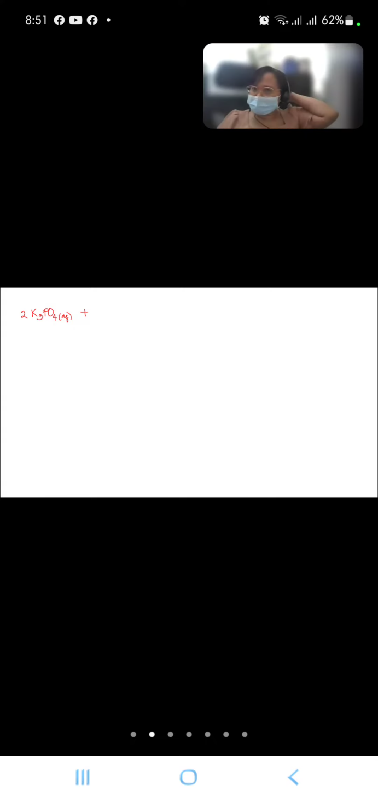It reacts with 1 mole of aqueous calcium nitrate. So how many moles of calcium nitrate? 3 moles. The coefficients are moles. So 3 moles of aqueous calcium nitrate.